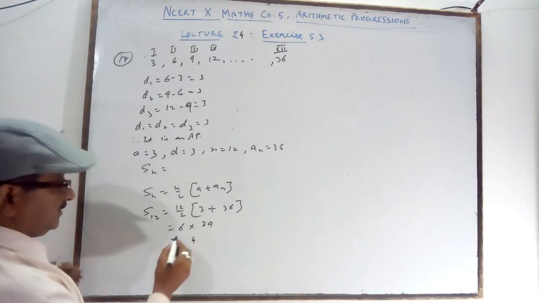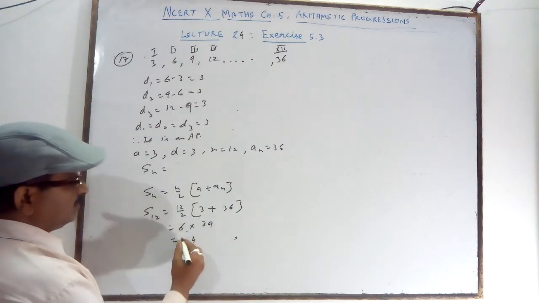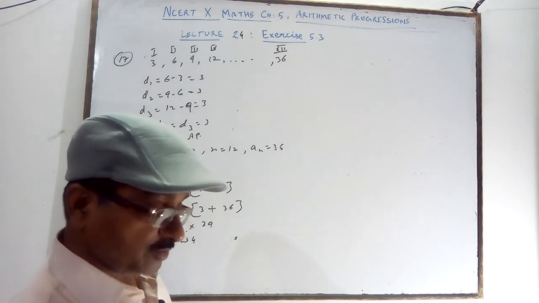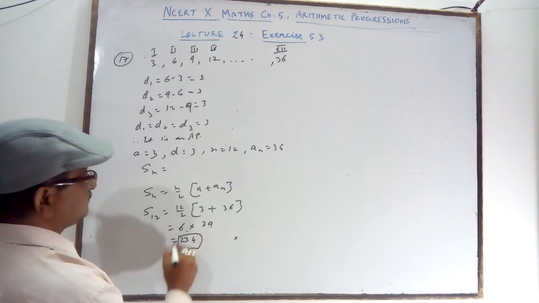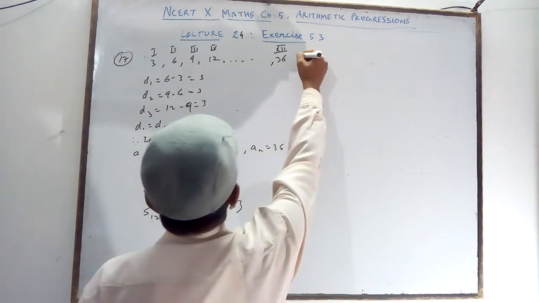6 into 39. 6 9s are 54, 6 3s are 18, so 234. 234 trees are planted by the school. How many? 234 trees are planted by this school, deciding this pattern.